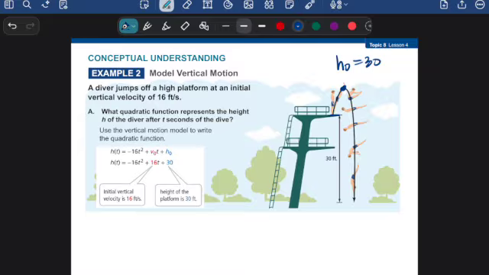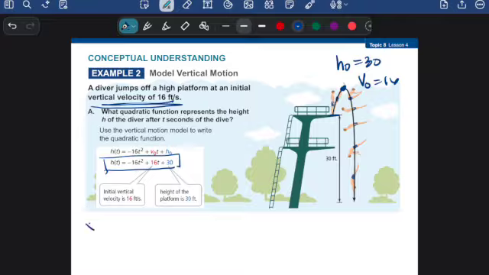Do we know the maximum height? Well, we don't, but we do know the initial velocity. They tell us 16, so V naught is 16. If we plug that into our formula, then we can use that function to calculate the maximum height. So remember in the previous lesson when we had standard form, we could calculate the vertex by looking at negative b over 2a. So let's find that.